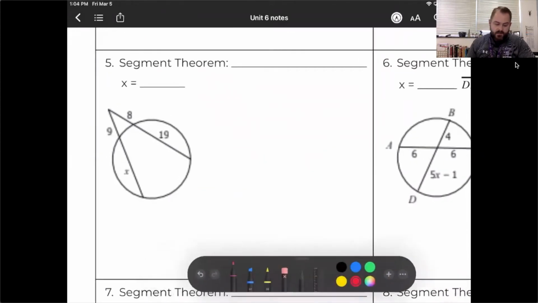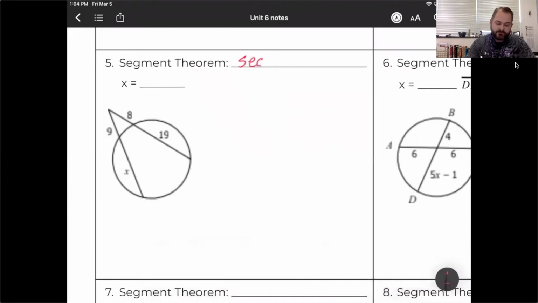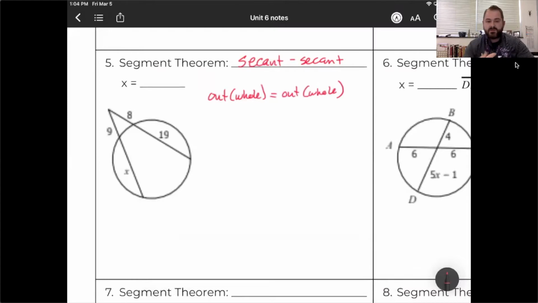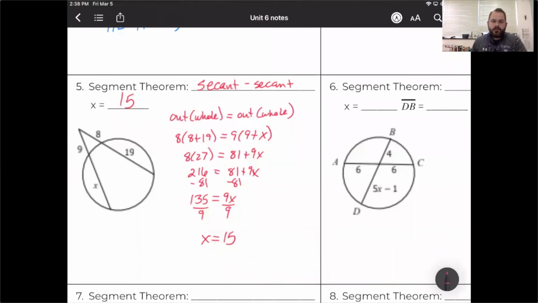Okay? Number 5, this is another secant problem. What I would like for you to do is to pause the video here and go back and set up your equation for secant. Remember, that's outside times whole equals outside times whole. And then plug in these values and solve that equation for x, and then you can check your answer. If you need more time, keep the video paused. Otherwise, this is what you should get. X should equal 15 for this one. So there's the work. You can take a look at that. Let's move on to the next one.